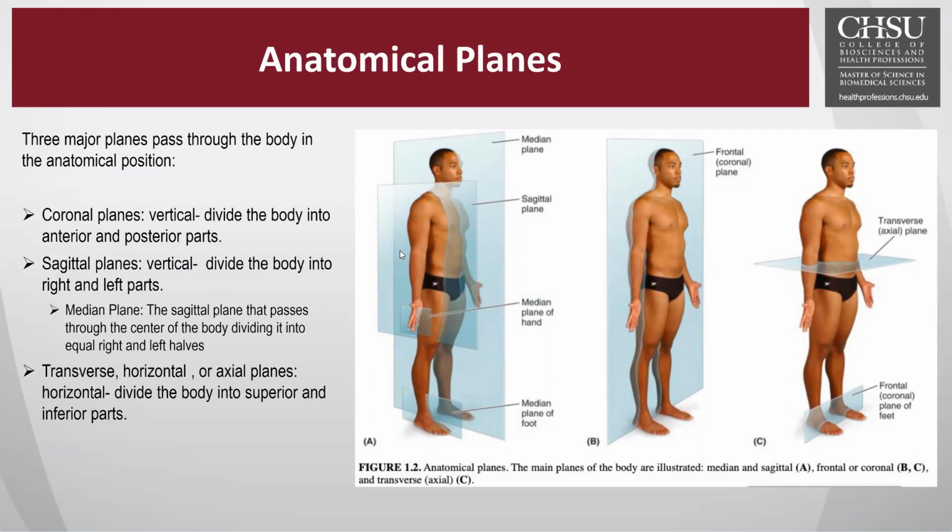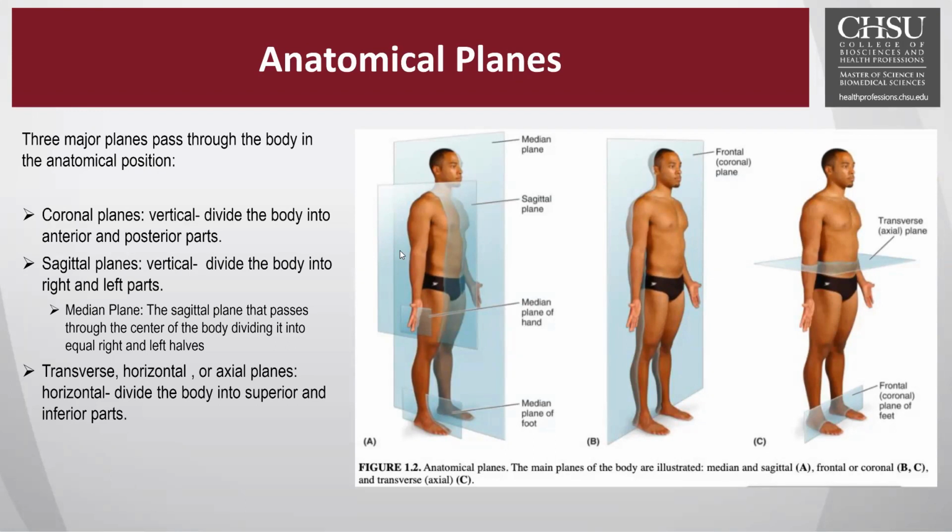Now we can think about three major planes to divide the body. These become important, especially with imaging, to think about what plane that view was taken in, or what plane that image was created in. So we have a coronal plane. This divides the body into anterior and posterior parts. Okay, so that would be the panel in the center here. This is your frontal or coronal plane.